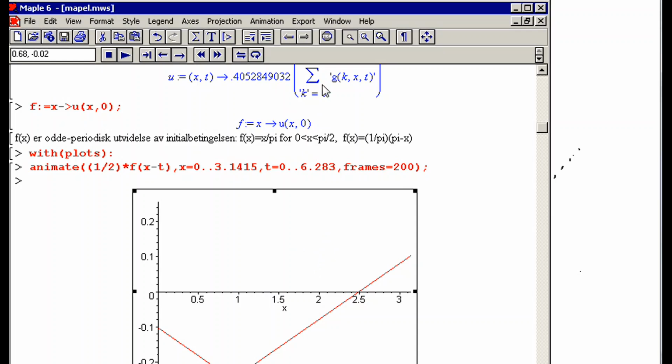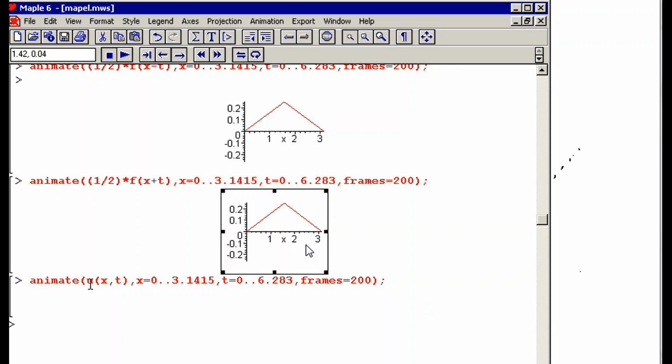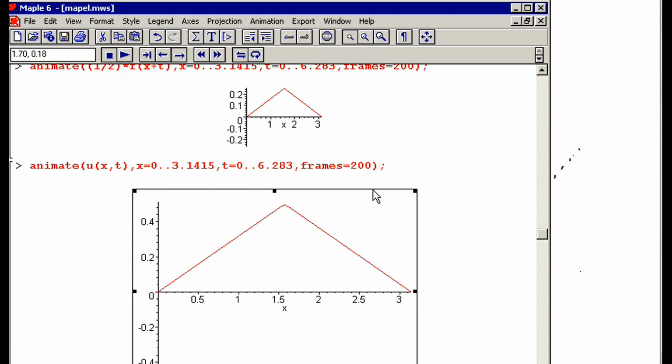If we, for example, take the first of these two functions, this is the illustration of this function, and the second function, we can try to illustrate that also. So let me just show you in Maple that we also can illustrate the sum of these two functions. And it looks like this.